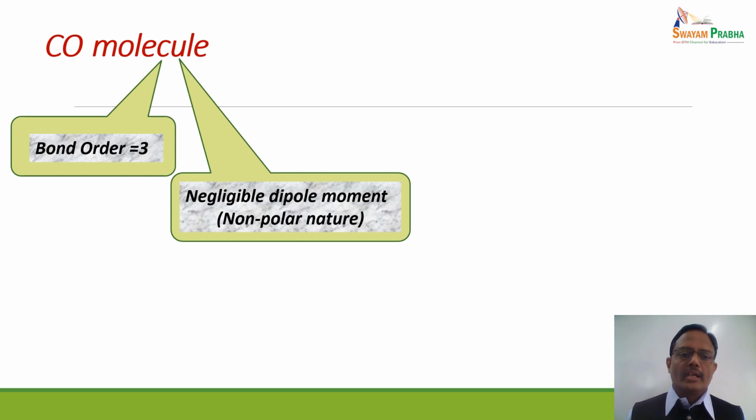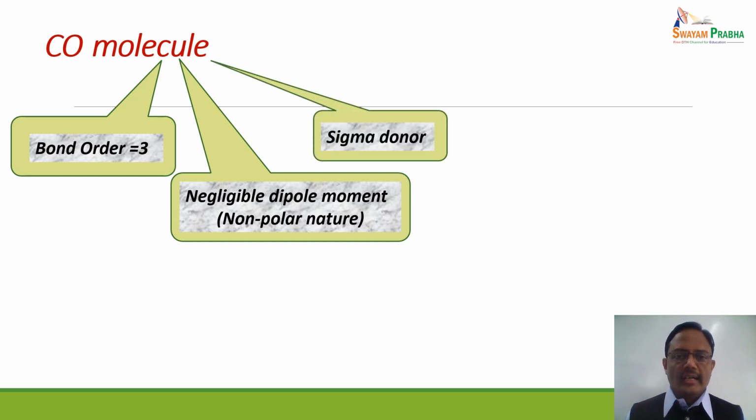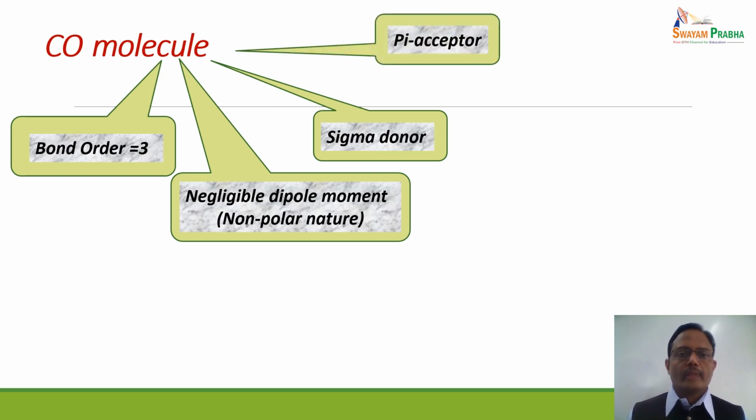Secondly, this molecule is non-polar in nature with the dipole moment of only 0.1 D, indicating that it is a non-polar molecule. Thirdly, this molecule has a tendency to form sigma bonds by a property called sigma donor property. So it can form coordinate bonds through sigma bonding, and it has a tendency to donate the lone pair of electrons for the bonding. And fourthly, this molecule has a tendency to act as a pi acceptor. It has a tendency to accept electrons in the pi bonding or through pi bonding.